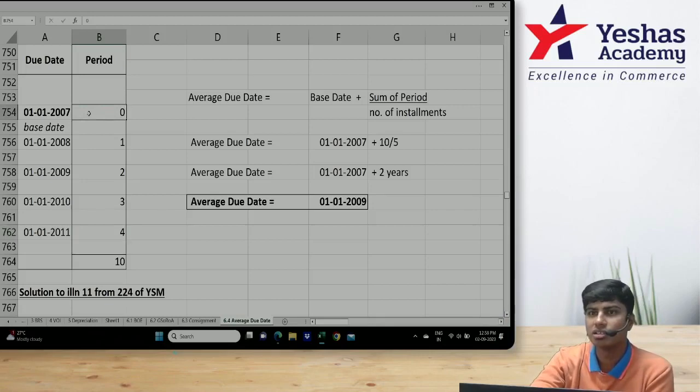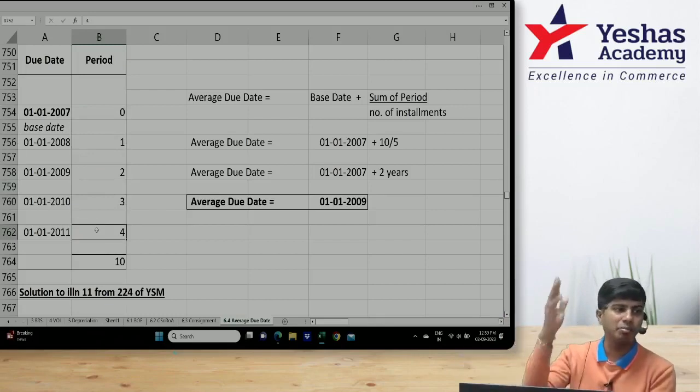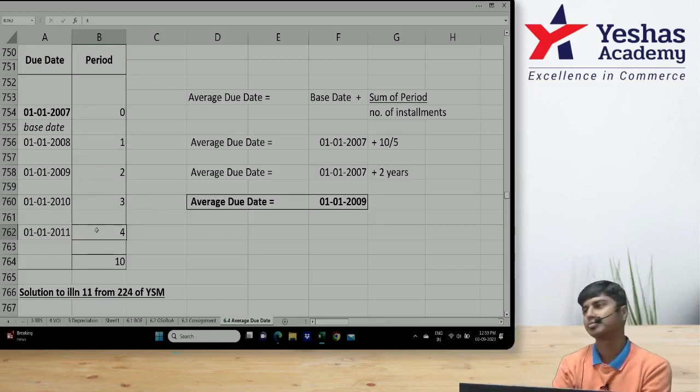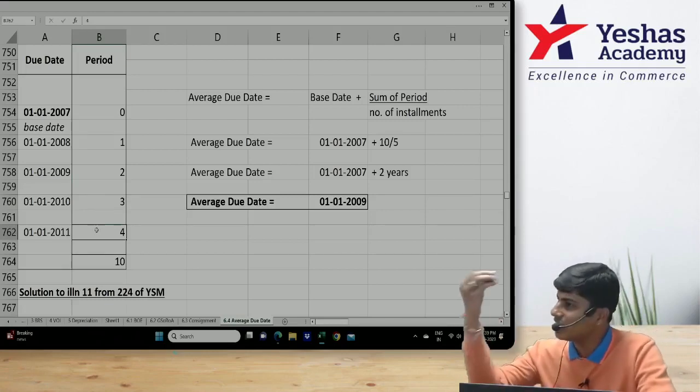7, 8, 9, 10, 11. Add 7 plus 8 plus 9 plus 10 plus 11, divided by 5. Add 9 to 2000. 2009. You can take any date as the base year.